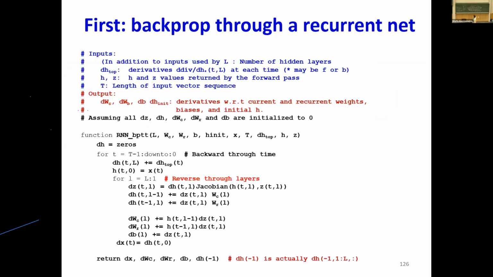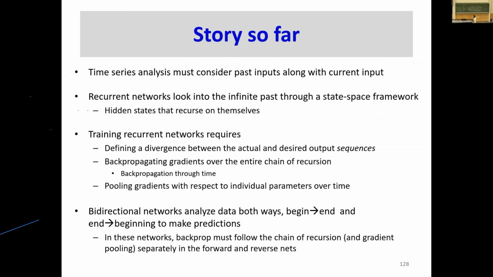I have pseudocode on the slides as well, but I'm going to skip that. Just to summarize, we saw what recurrent neural networks are. Training recurrent neural networks requires defining a divergence between the actual and desired output sequences and backpropagating gradients over the entire chain of recursion. This is BPTT, backward propagation through time. And you need to pool gradients with respect to individual parameters to account for parameter sharing.